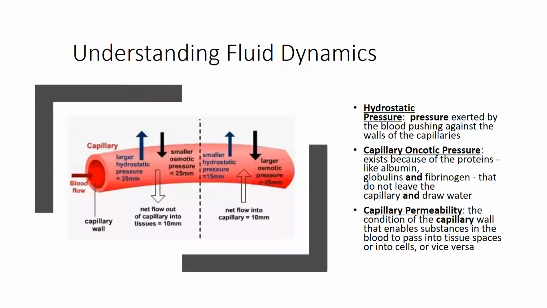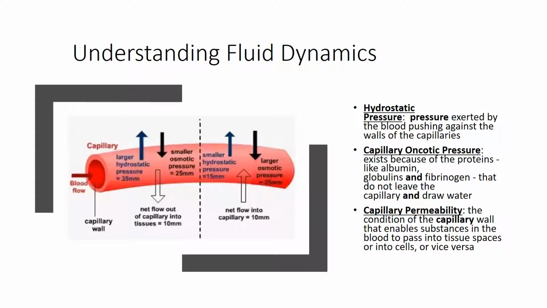Starting on the arterial end, you have highly oxygenated blood. Because you have increased oxygen molecules and more blood, you're going to have an increased hydrostatic pressure on this arterial end. So increased molecules is going to cause an increased pressure hitting those walls of the capillaries and going out into the interstitial. You're going to have less oncotic pressure because there are not as many proteins drawing water out. So overall, you're going to have a net flow out.